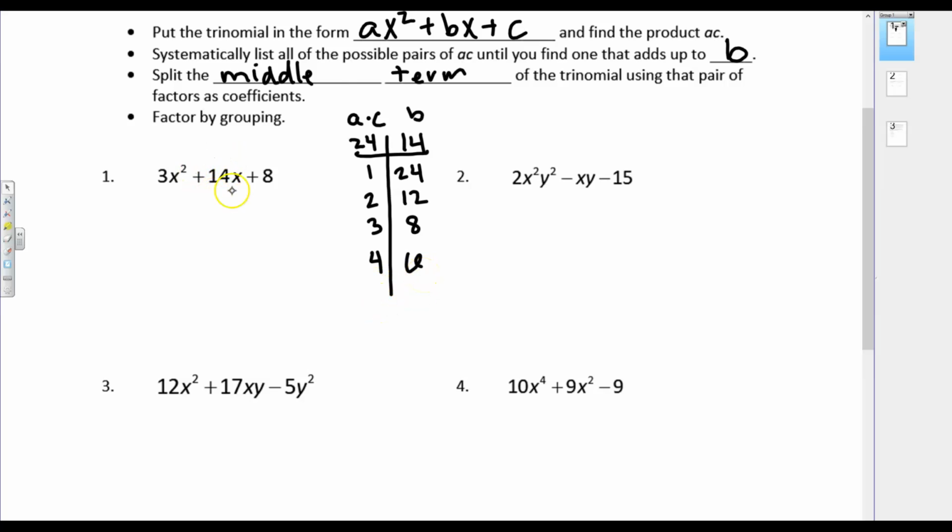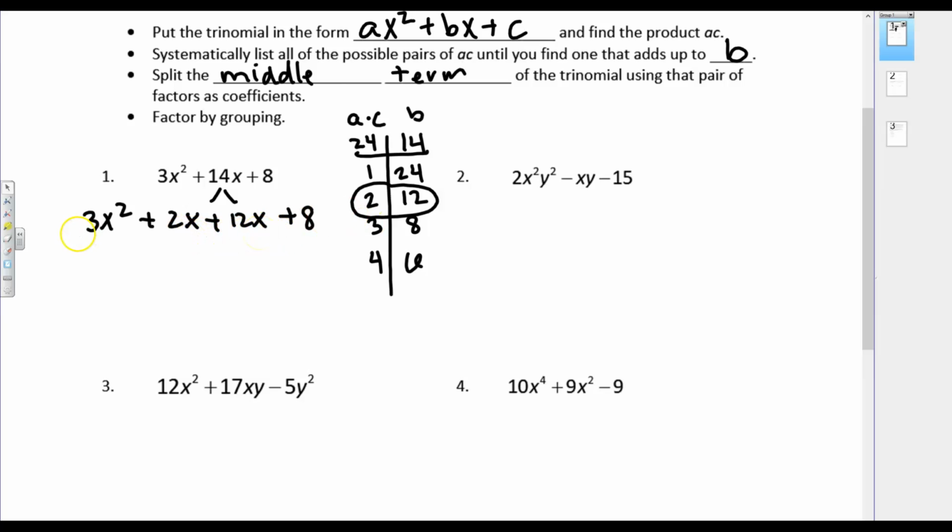And I want to add to positive 14. Well, looking at this, 2 times 12 adds to positive 14. I'm going to use that to split this middle term. So I get 3x squared plus 2x plus 12x plus 8. So these two numbers were then used right here to split the middle term.